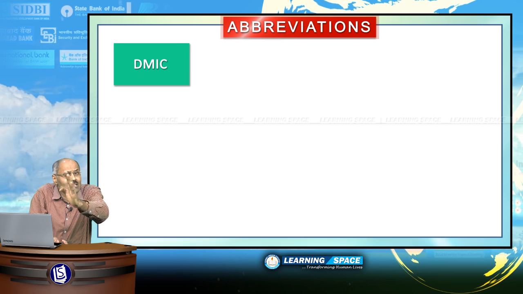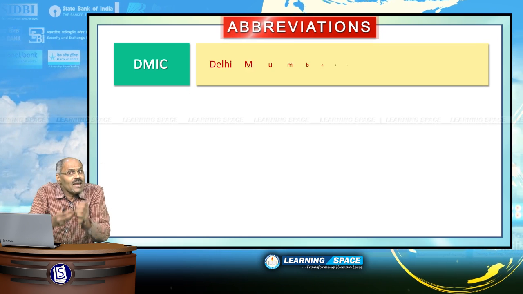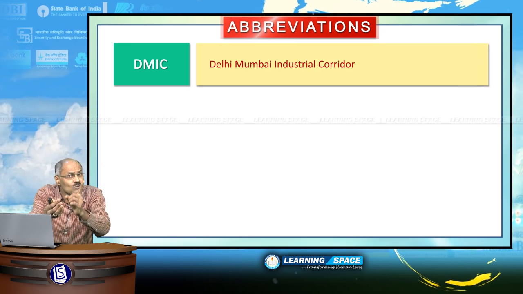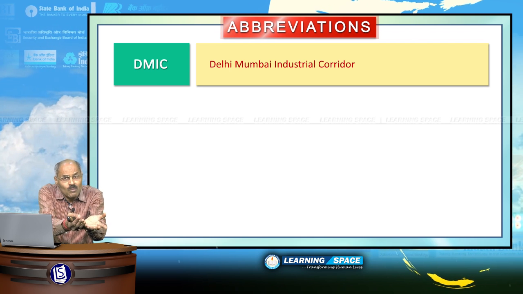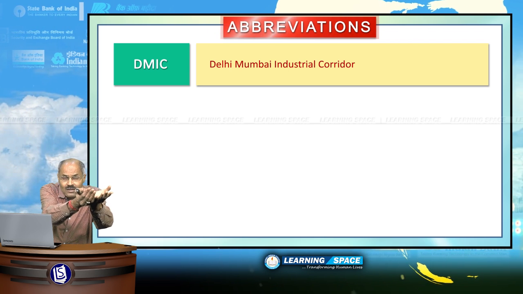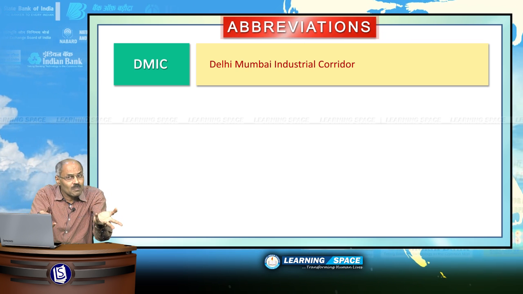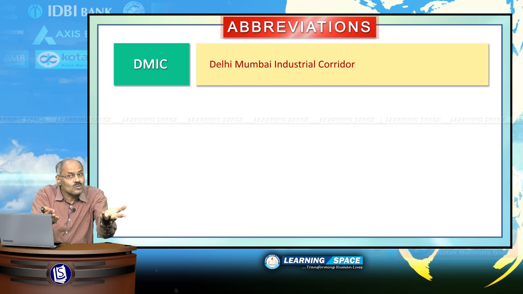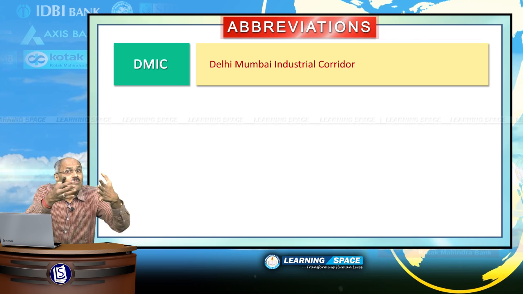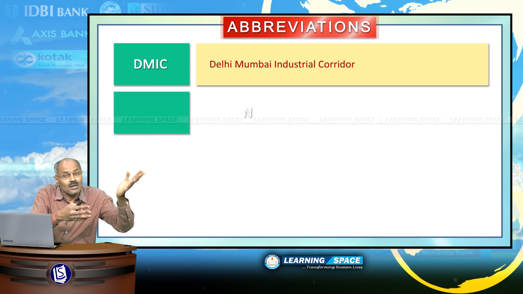DMIC, Delhi Mumbai Industrial Corridor. Delhi Mumbai Industrial Corridor passes through 6 states basically to promote industrial development in that region. It consists of 6 states: Haryana, Uttar Pradesh, Rajasthan, Gujarat, Madhya Pradesh and Maharashtra, please don't forget.